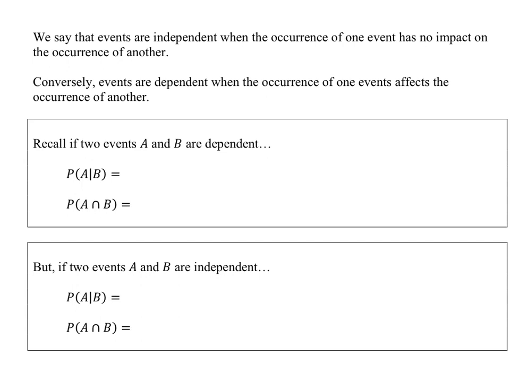Conversely, events are dependent when the occurrence of one event affects the occurrence of another. Let's see if you can remember some of these probability formulas that we've talked about. It's okay if you can't. I'll write them down for you. And sometimes there are ways to do these without knowing these formulas as well.